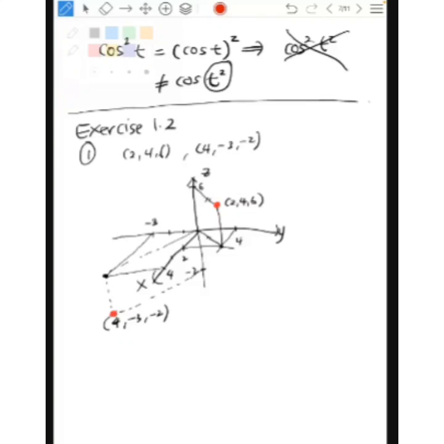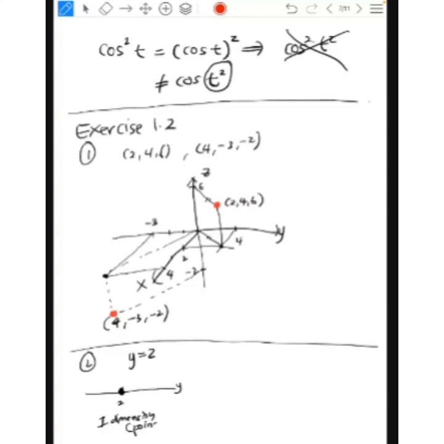Question number 2, the easy question: y equals 2 in one dimension, two dimensions, and three dimensions. One dimension is only a number line. Let's say this is y, and this is 2. So in one dimension, it will be only a point.